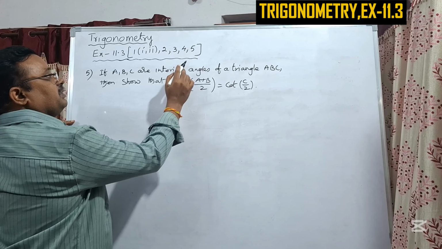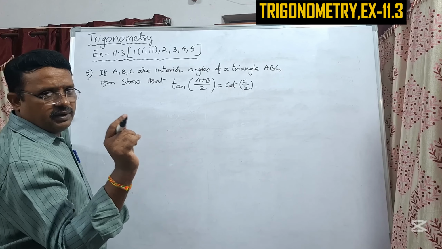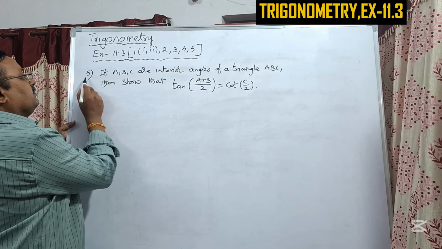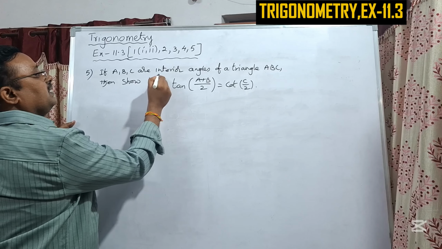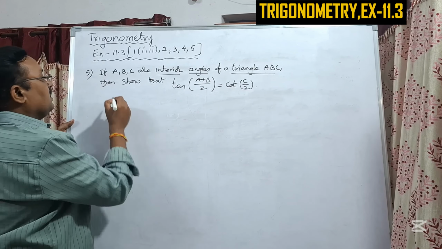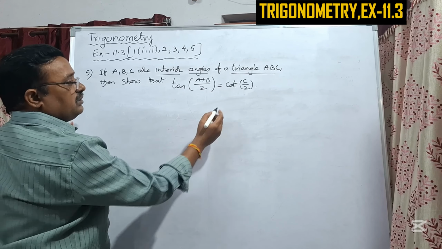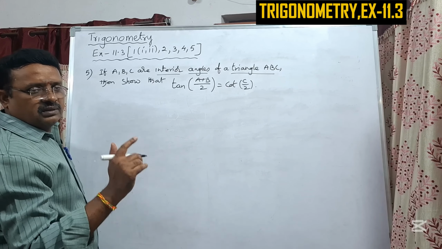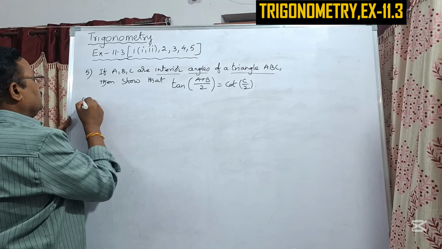Now we are going to discuss the last important model of this exercise. These model problems are very important from the examination point of view. So listen to me carefully. What is the question? The fifth question is: if A, B, C are interior angles of a triangle ABC, then show that tan of (A plus B)/2 is equal to cot C/2. Very simple to solve, just for 2 marks. 2 minutes is enough to solve this one. So how do we do it? Solution.